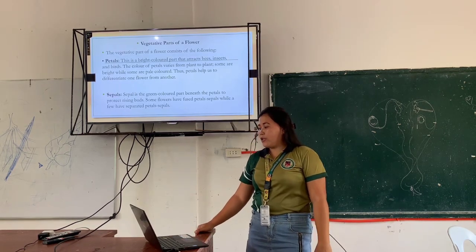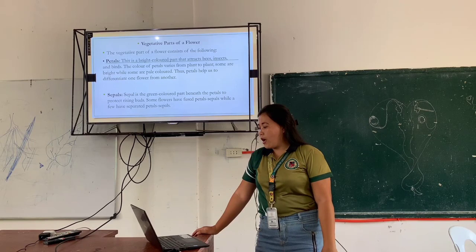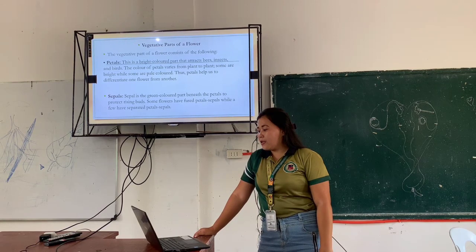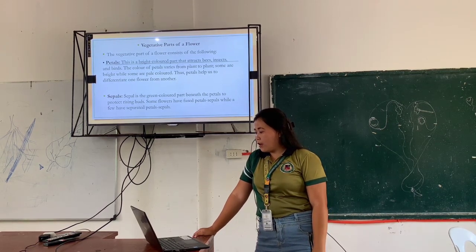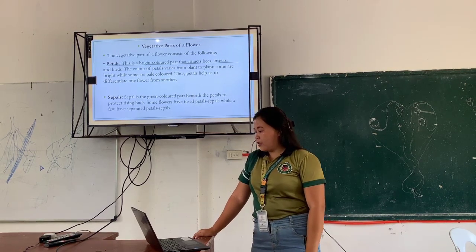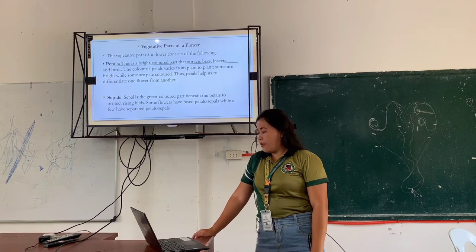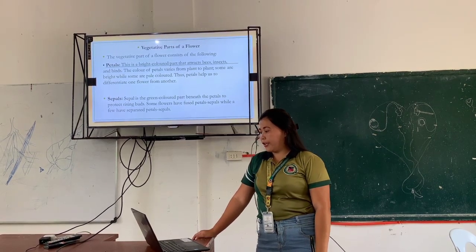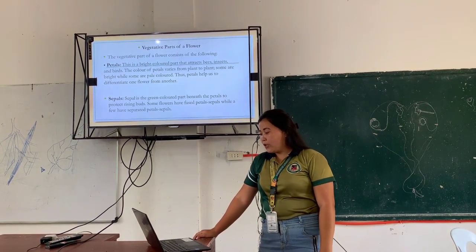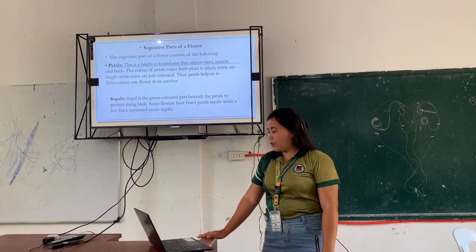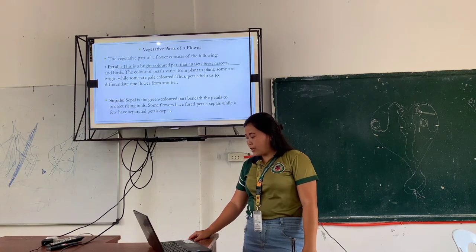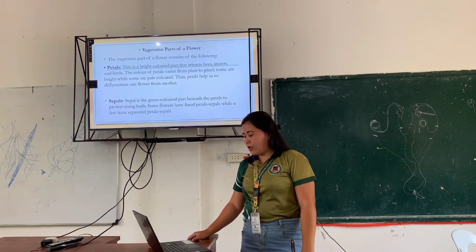The vegetative parts of a flower have two parts. First, the petals. These are the brightly colored parts that attract bees, insects, and birds. The color of petals varies from plant to plant. Some are bright while some are pale colored. The petals help us differentiate one flower from another. Then the sepals are the green colored part beneath the petals that protect rising buds. Some flowers have fused sepals, while others have separated sepals.